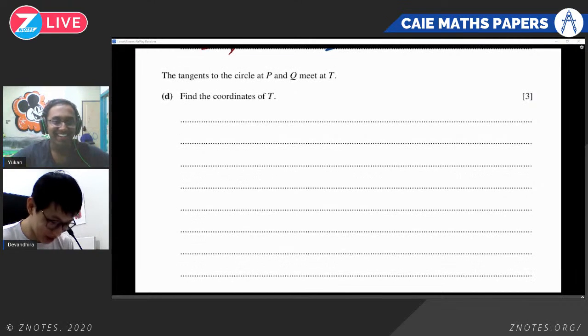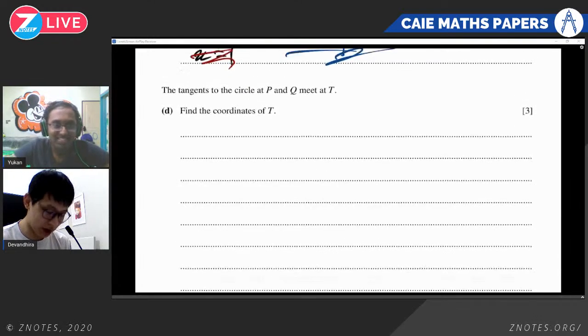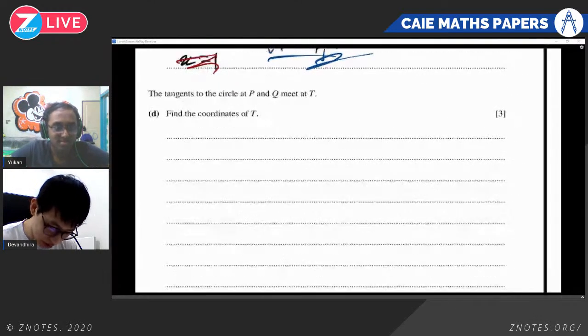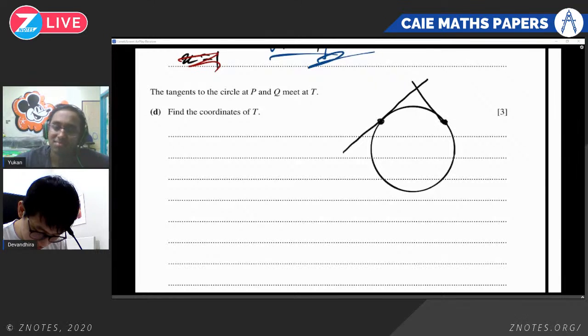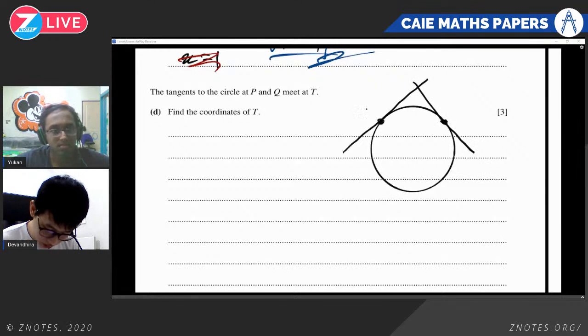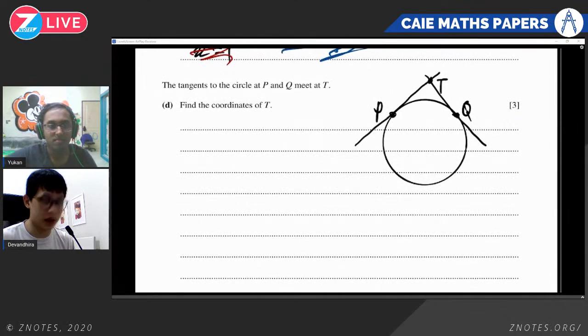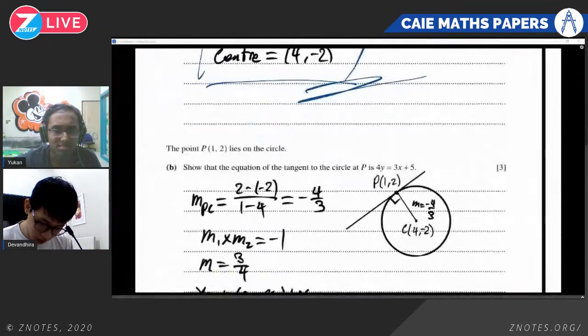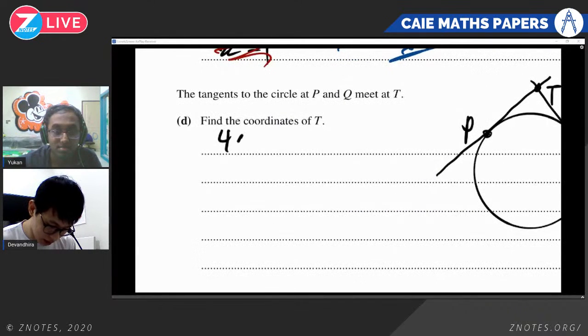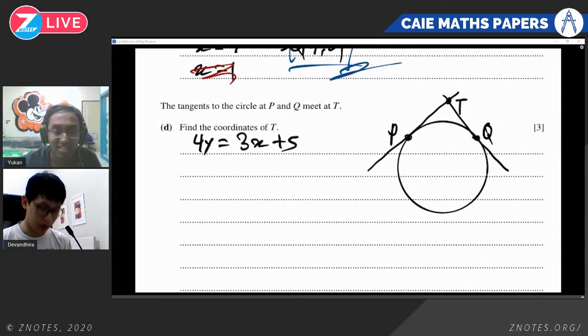Okay. The tangents to the circle at P and Q meet at T. Find the coordinates of T. All right, so let's do that. Let's draw the circle again to make things clear. You don't have to, but if you want to, it's nice. So this is our P, this is our Q, this is our T right here. You just have to see where they meet. We already know the tangent at P from the last question, so we can just copy paste that: y = 3x + 5. Now we just have to look for Q.